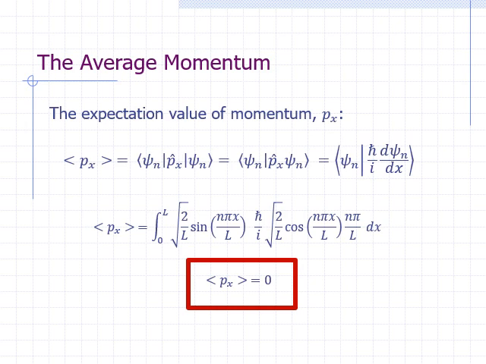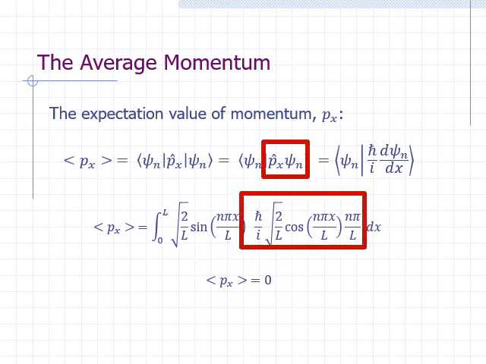Does this mean the momentum is 0? Not necessarily. In fact, it's not. Psi is not an eigenfunction of the momentum operator. Remember that applying p sub x hat on psi sub n gave us h bar over i times square root of 2 over L times cosine of n pi x over L times n pi over L. This is not equal to a constant times psi sub n.